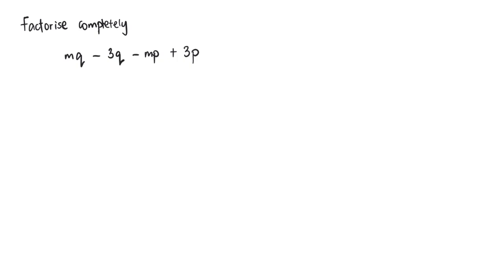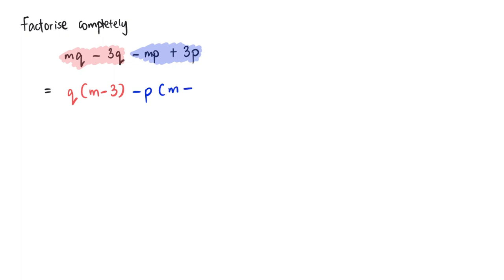And the very first thing that comes to my mind is I saw that I could factorize this by taking out q as the common factor. And for the other part, I could also take out negative p as the common factor, and I'm left with m.